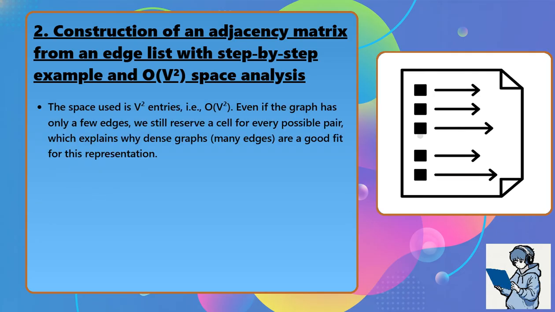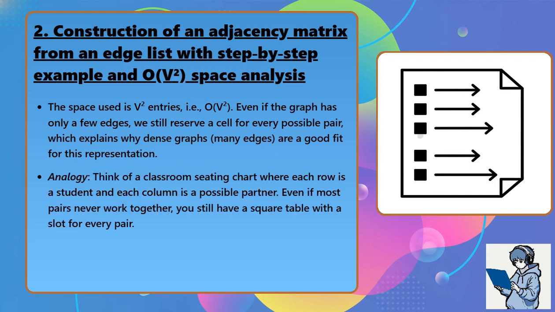The space used is v squared entries, that is O(v squared). Even if the graph has only a few edges, we still reserve a cell for every possible pair, which explains why dense graphs, with many edges, are a good fit for this representation. Analogy: think of a classroom seating chart where each row is a student and each column is a possible partner. Even if most pairs never work together, you still have a square table with a slot for every pair.